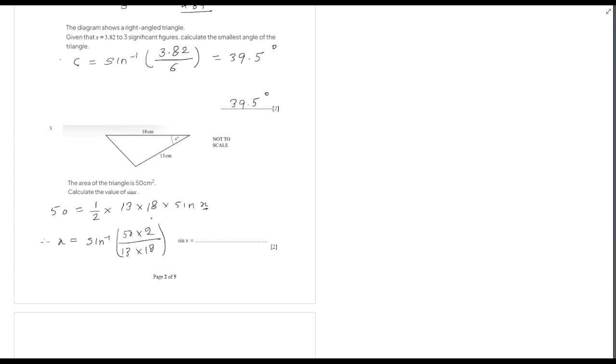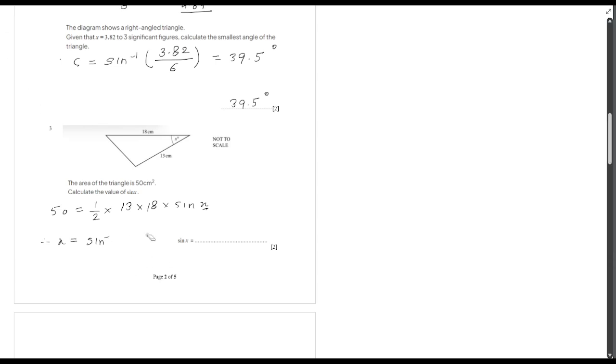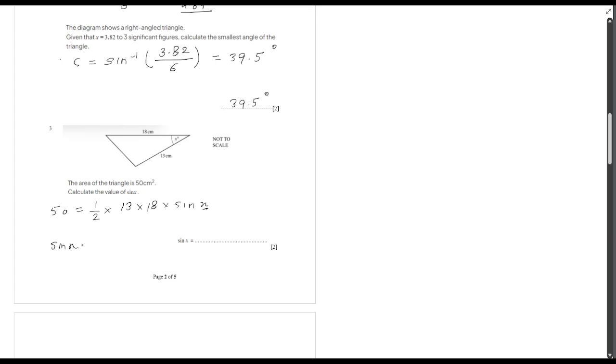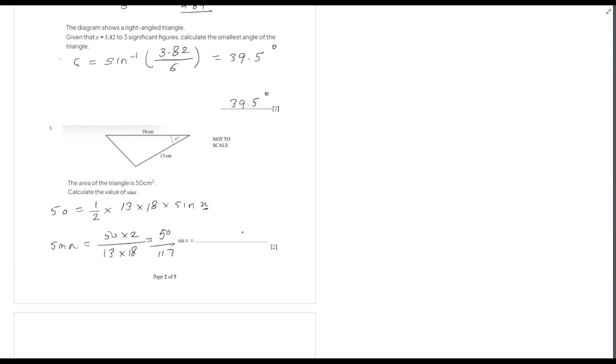But they are not asking me to get x, right? Generally it is asked to find x, but here what they are asking is to find sin x. So sin x is 50 times 2 divided by 13 times 18, which is 50 divided by 117. So here sin x is 50 divided by 117.